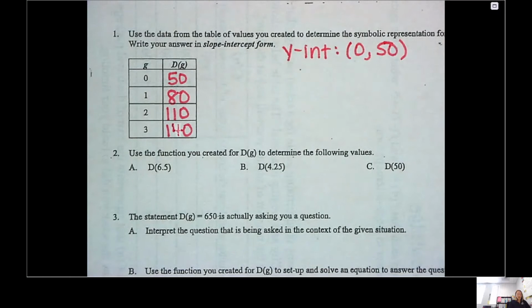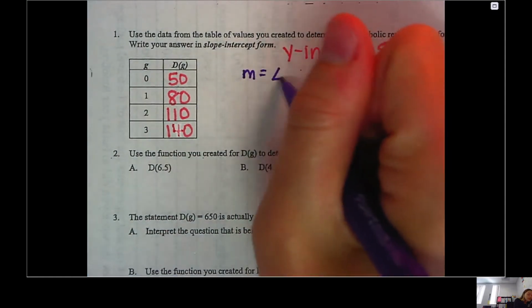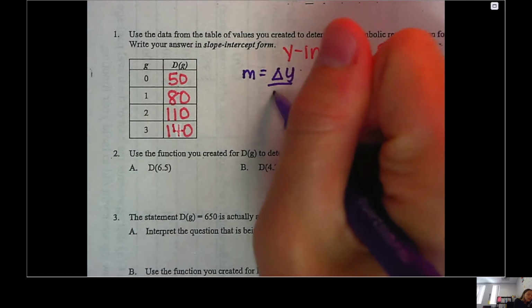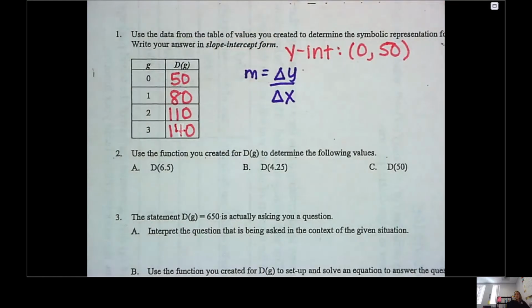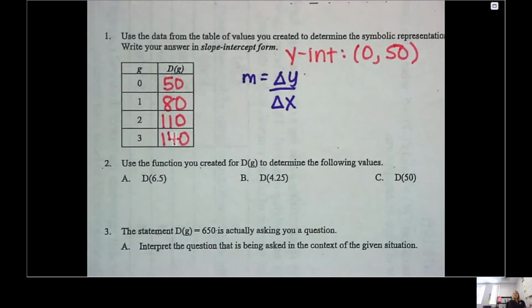The other part we need is the slope. Now, you guys know slope as rise over run, which is what Nico said. We can also do slope as the change of y over the change of x. Have you seen that before? Some of you have. Change of y over change of x just means how are your y values changing? How are your x values changing? So how much are you going up? How much are you going over? That's all I'm looking for.